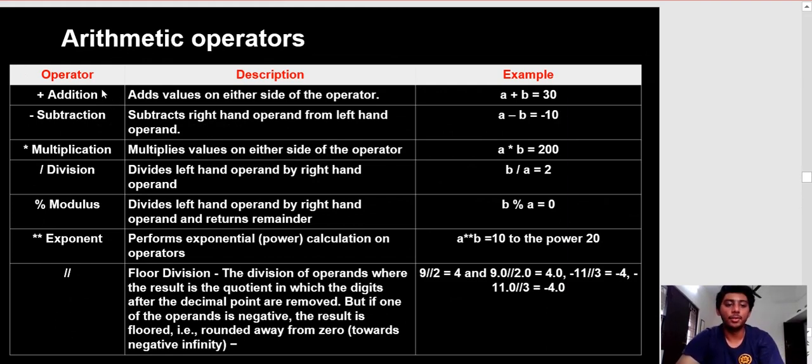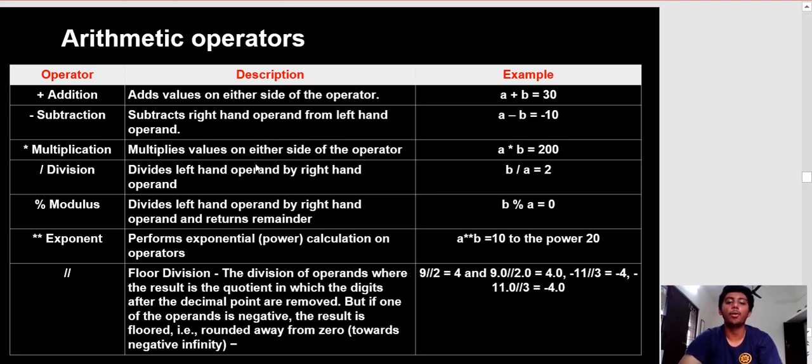In the arithmetic operators, there are basically seven kinds of operations: addition, subtraction, multiplication, division, modulus, exponential, and floor division. Now we will see them one by one. Addition operation adds two values on either side of the operator. Subtraction operation subtracts the right hand operand from the left hand operand. Multiplication operation multiplies values on either side of the operator.